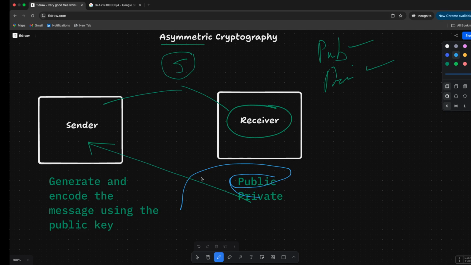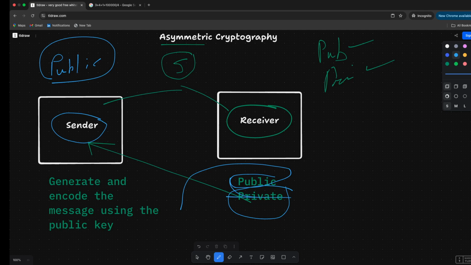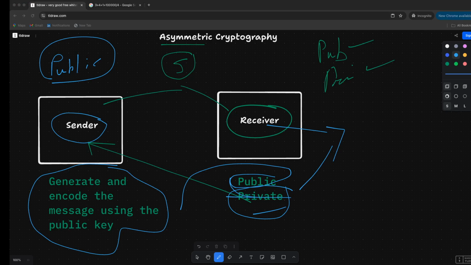Remember here, the sender only gets the public key, which is shared by the receiver, whereas the receiver keeps the private key with himself. This is something called asymmetricity. The private key is kept secret by the receiver. The sender is going to generate and encode the message using the public key, and it will be decoded using the private key.